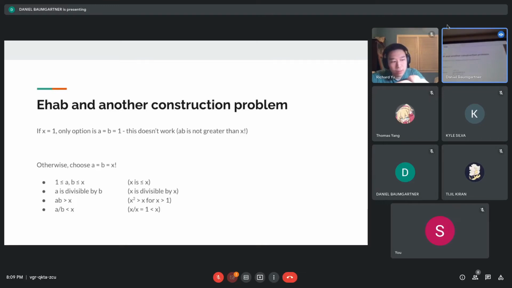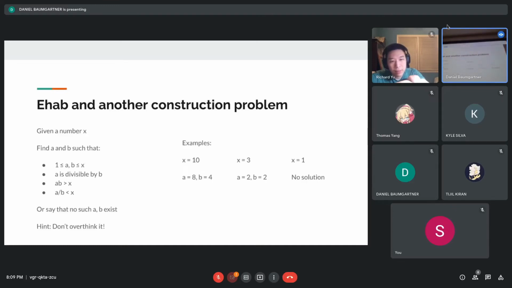So now the problem is X is 1. If I go back to the problem one more time: if we say X is 1, then 1 is less than or equal to A, which is less than or equal to X, which is 1. That means we can only make A equal 1, and same with B. But then we have a problem, where 1 times 1 is not bigger than 1. So this is the only situation in which we would have no solution.